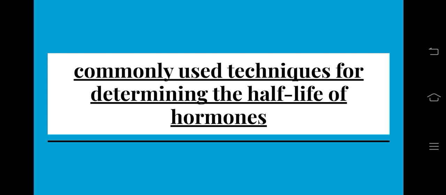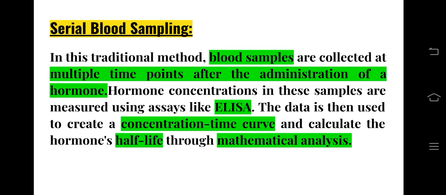Next is about some commonly used techniques for determining the half-life of hormones. We will be quickly skimming through these points. Serial blood sampling, a very obvious method, I guess. In this traditional one, blood samples are collected at multiple time points after the administration of a hormone. Hormone concentrations in these samples are measured using assays like ELISA. This data is then used to create a concentration time curve and calculate the hormone's half-life through mathematical analysis.